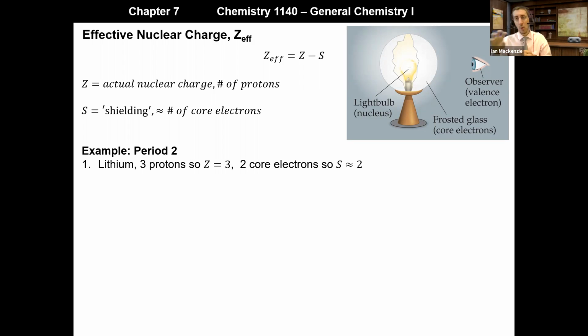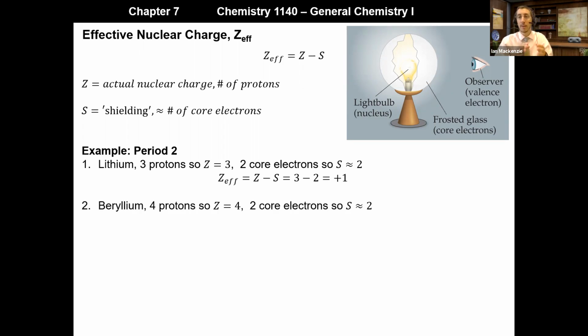So 2s1, that's the valence electron, and the 1s2, those are my core electrons. So it has 2 core electrons. S is therefore approximately equal to 2. What that means is that the actual charge that the valence electron feels is actually only +1. Even though there's a total of +3 in the nucleus, that valence electron only feels a positive charge of about +1.